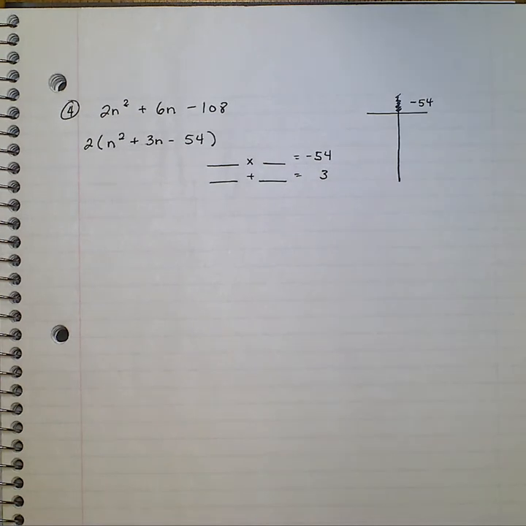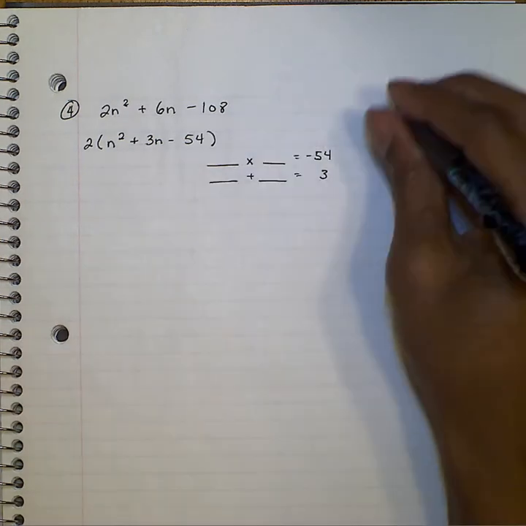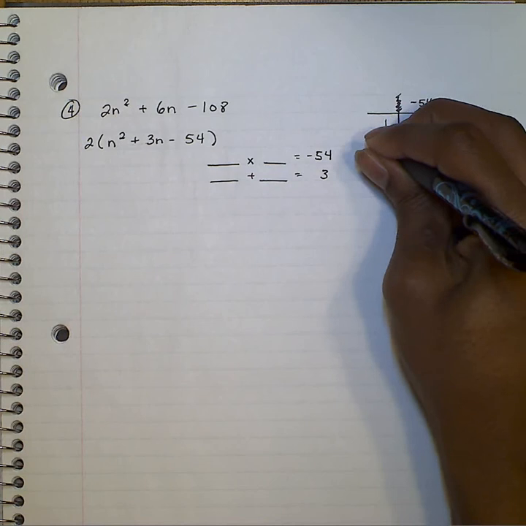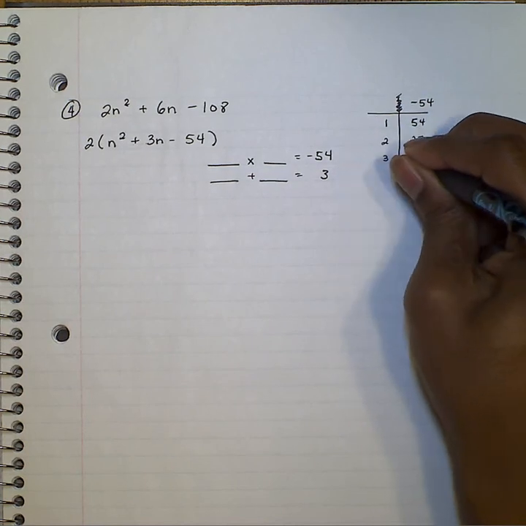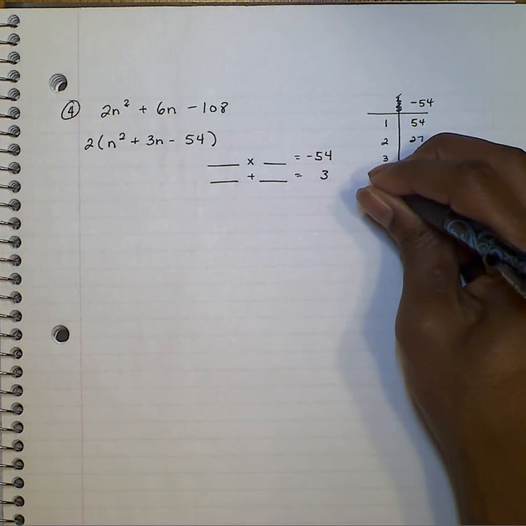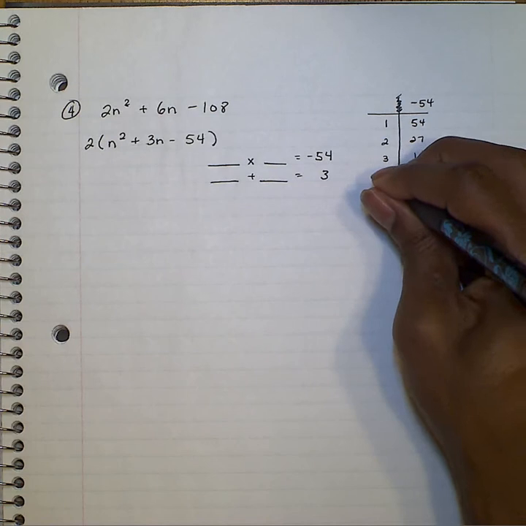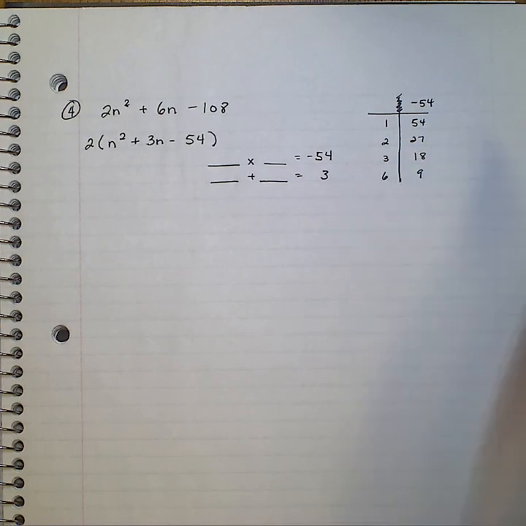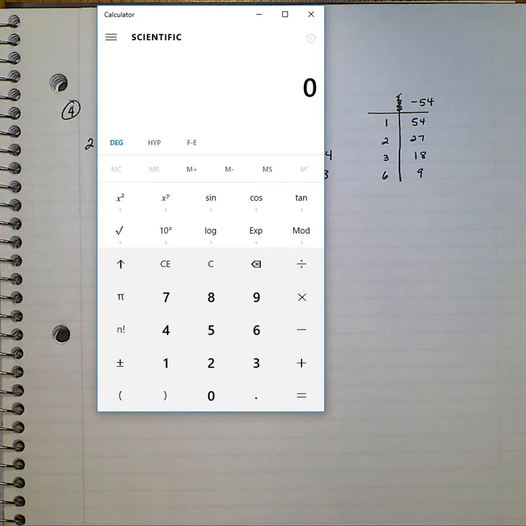If you're having trouble figuring that out, I recommend that you write all the combinations that multiply to get that number. So 1 and 54, 2 and 27, 3 and 18. 4 doesn't go into it, 5 doesn't go into it, 6 and 9. You can do that on a calculator if you're having trouble: 54 divided by 2 is 27, 54 divided by 3 is 18, 54 divided by 4 doesn't work, don't use it, 54 divided by 5 doesn't work, don't use it. If you're really stuck finding a pair of numbers, you can do that.